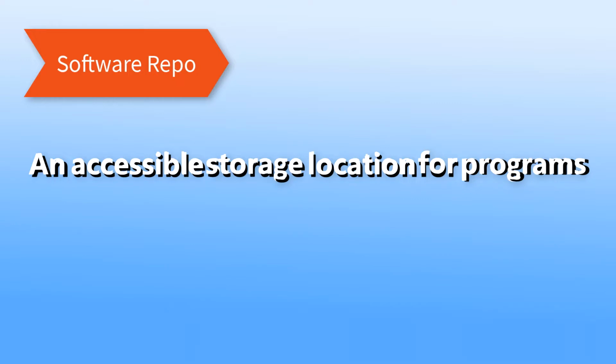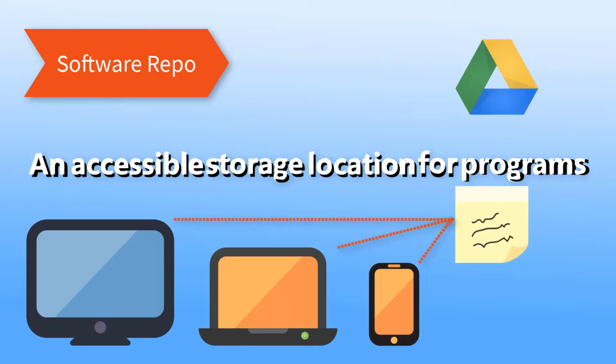A repository is a place where things are stored. A software repository, also known as a repo, is an accessible storage location for programs that your team can download or access. Google Drive is a common example of a repository for files. You can access things from an account on several different devices.